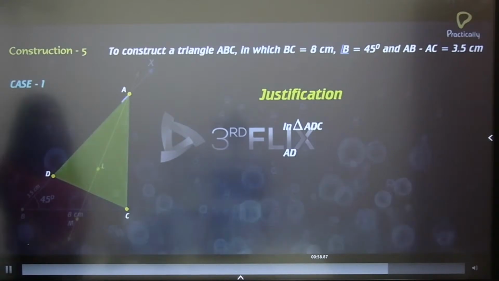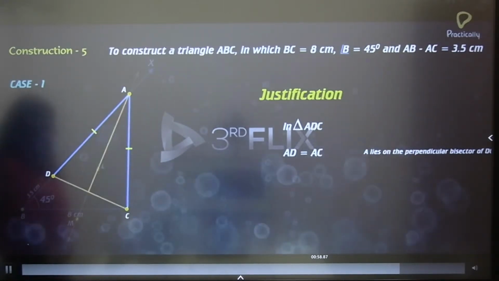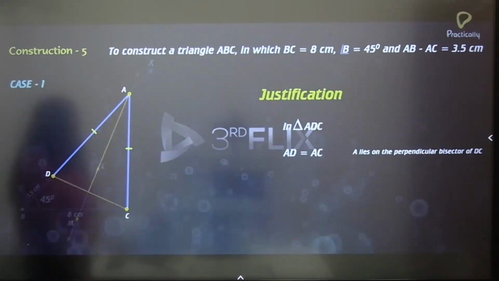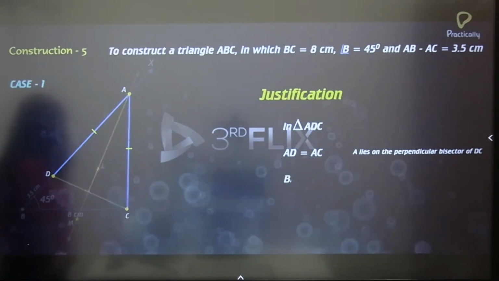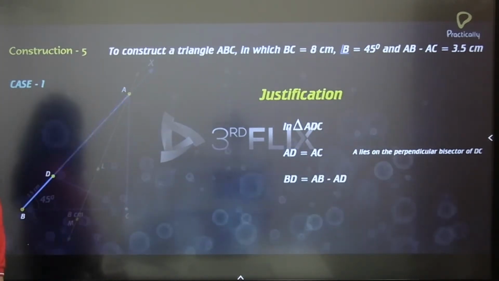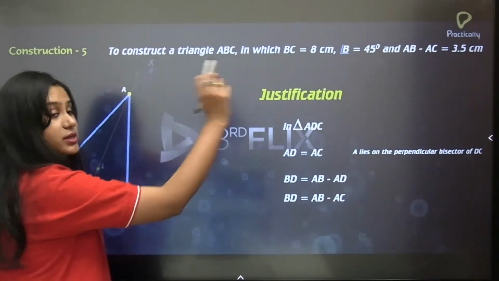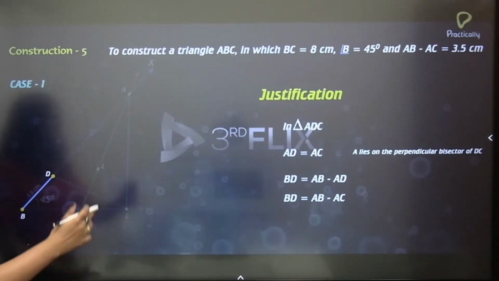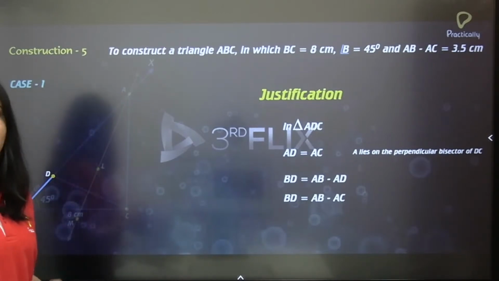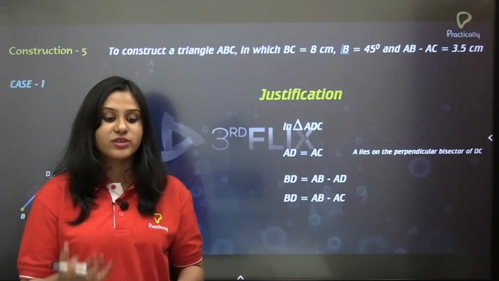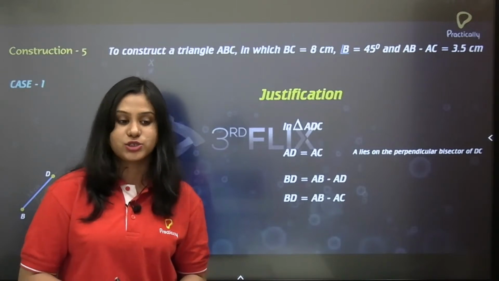In triangle ADC, AD equals AC. And A lies on the perpendicular bisector of DC because we have constructed it, correct? Next, BD equals AB minus AD, which is nothing but 3.5 centimeters. BD equals AB minus AC. So this is how you can also give the justification to what you have constructed.